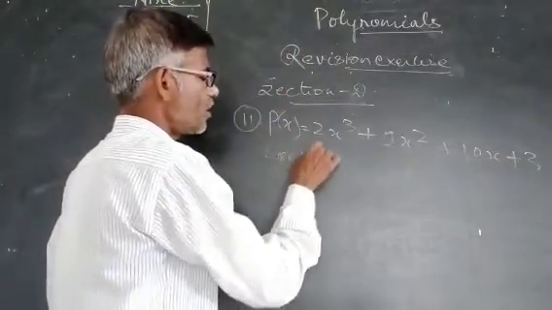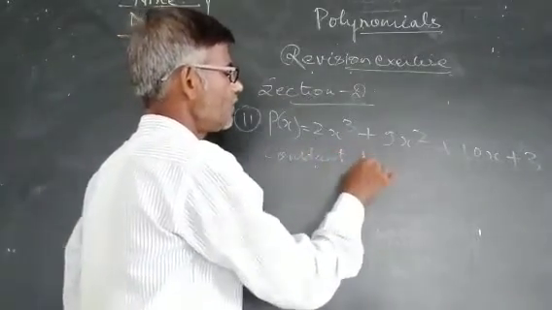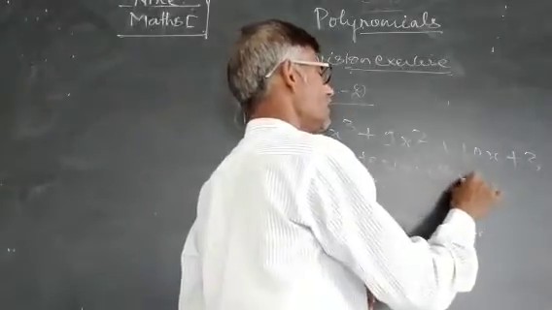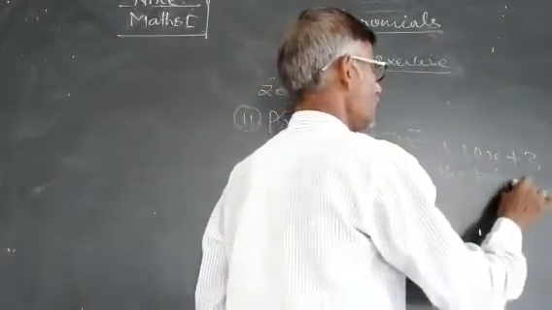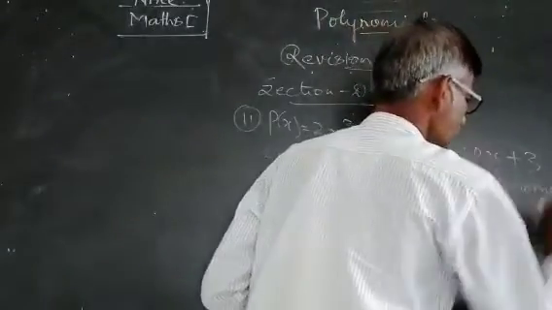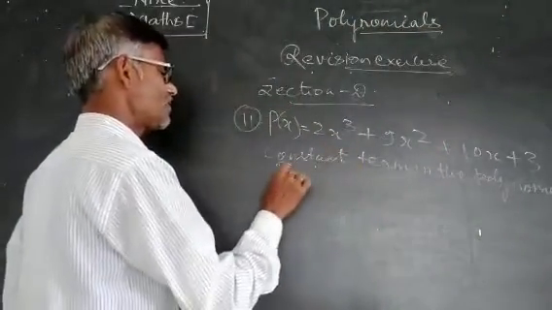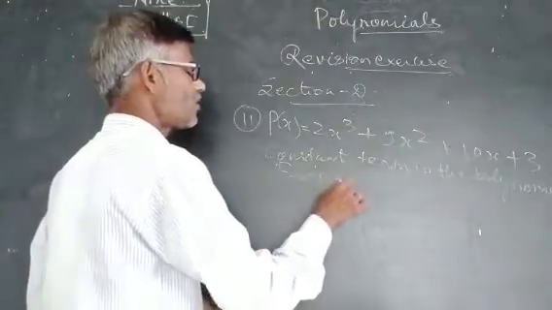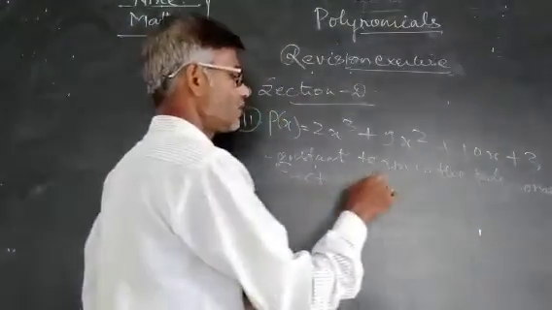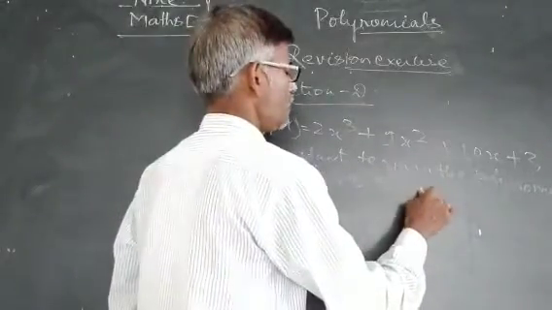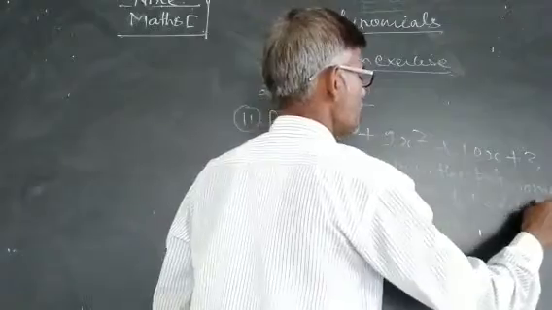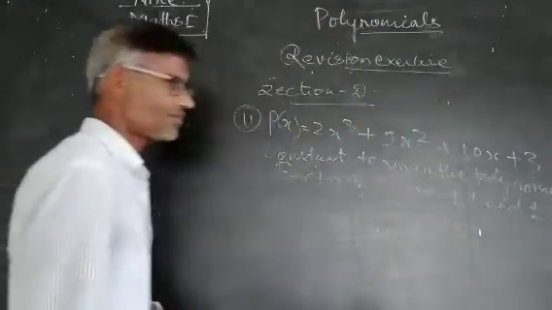Constant term, let's solve it. The constant term in the polynomial is 3. We will write its factors. Factors of 3, integral factors, okay? Are plus minus 1 and plus minus 3.